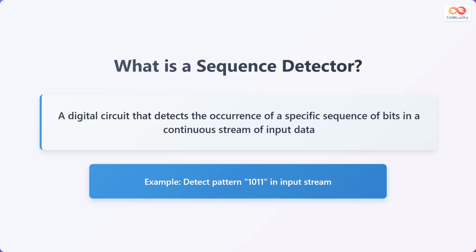So, what exactly is a sequence detector? In simple terms, it is a digital circuit that looks for a specific sequence of bits in a continuous flow of input data. For instance, imagine you want to find the pattern 1011 in a stream of incoming bits. A sequence detector will output a signal when that exact pattern is found.